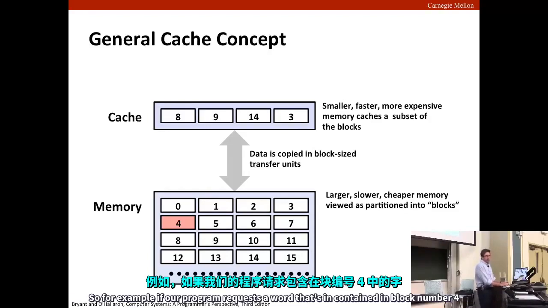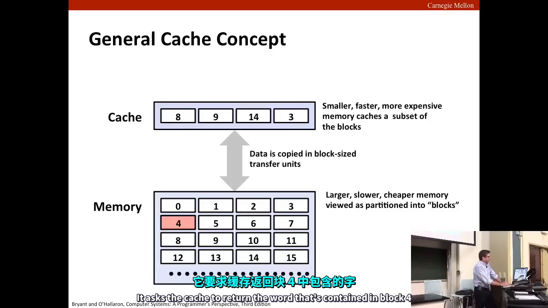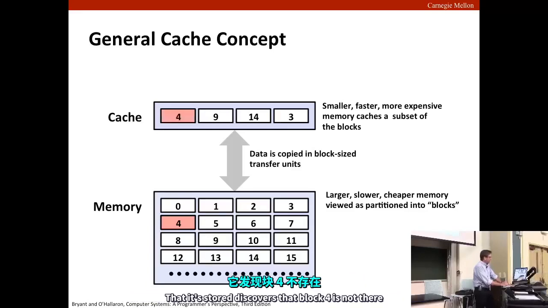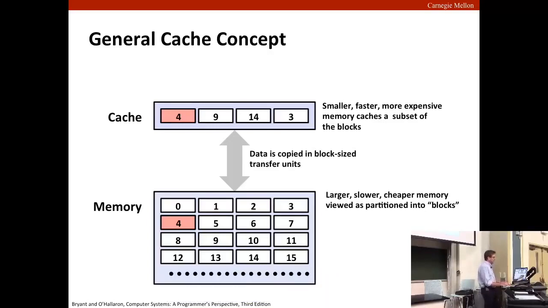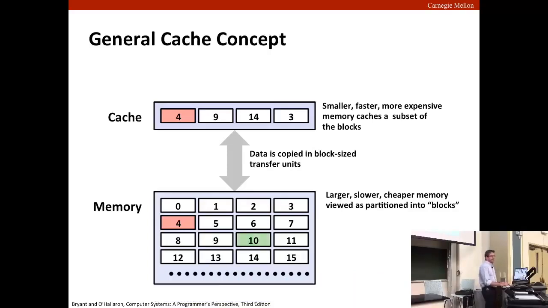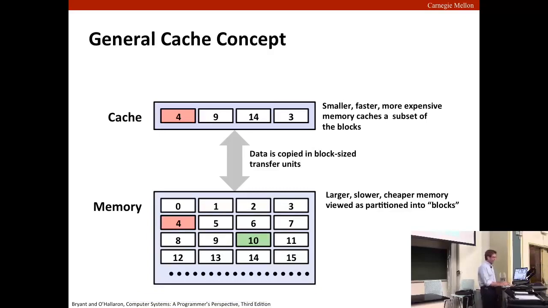So for example, if our program requests a word that's contained in block number 4, it asks the cache to return the word that's contained in block 4. The cache looks at the subset of the blocks that it's stored, discovers that block 4 is not there, so it asks the main memory to send it block 4, which it does, and then when that block arrives the cache stores it, but potentially overwriting some existing block.